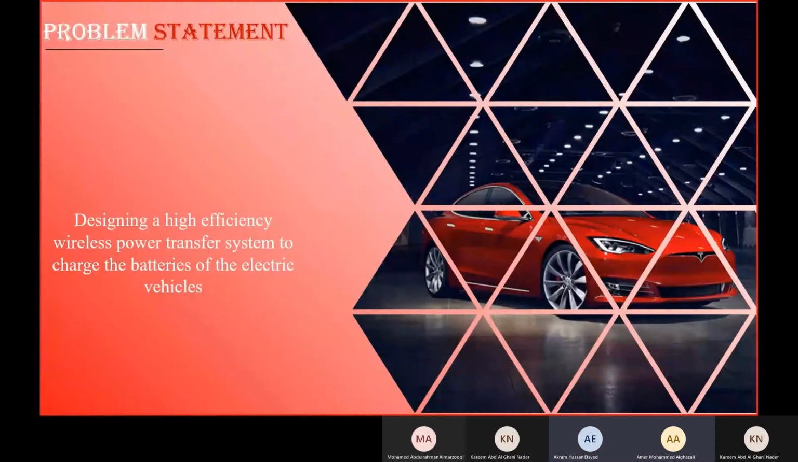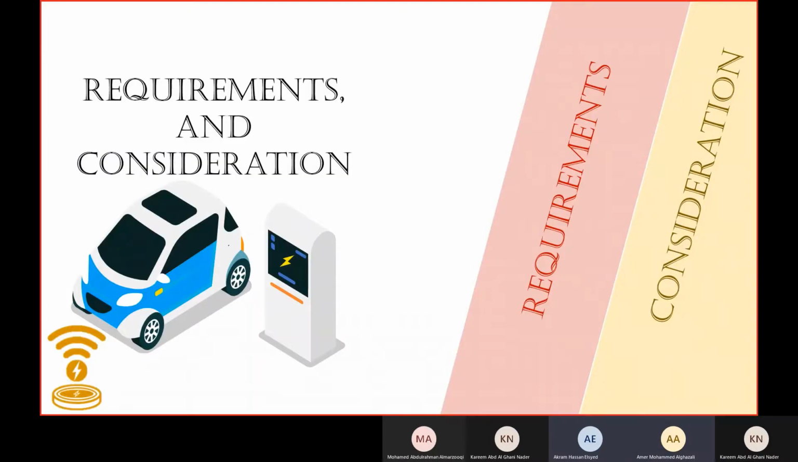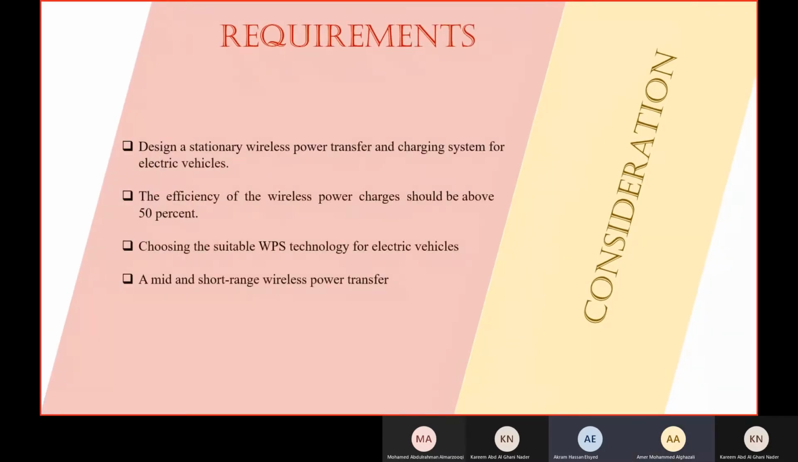So our problem statement is designing a high efficiency wireless power transfer system to charge the batteries for electrical vehicle. We are required in this project to design a stationary wireless power transfer and charging system for electric vehicle. The efficiency of the wireless power transfer charger should be above 50%, choosing the suitable wireless power transfer technology for electrical vehicle. Finally, a mid and short range wireless power transfer.